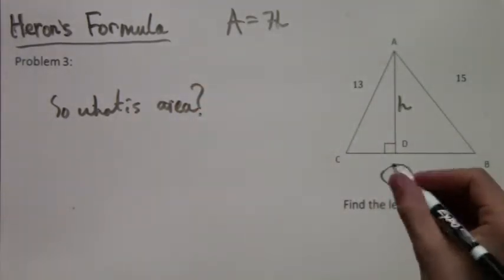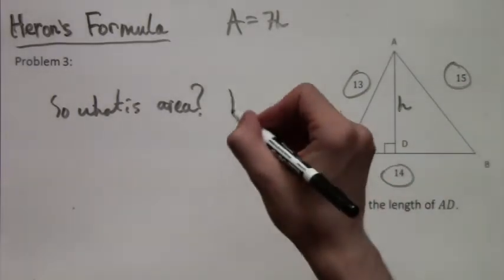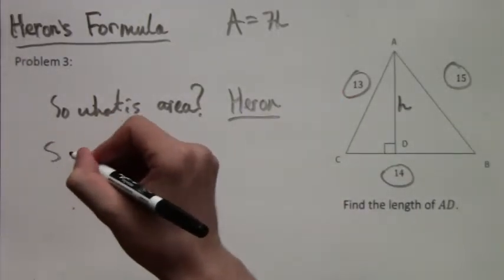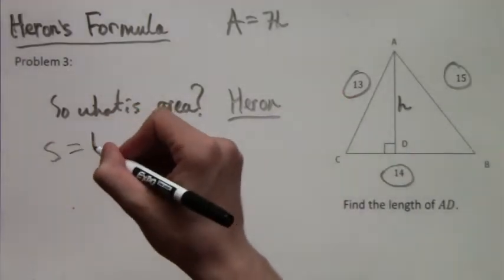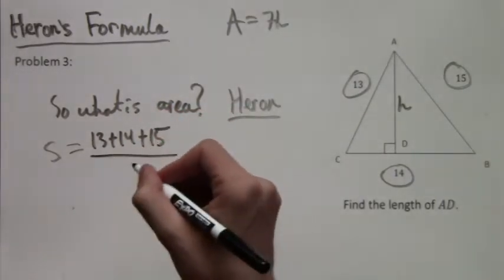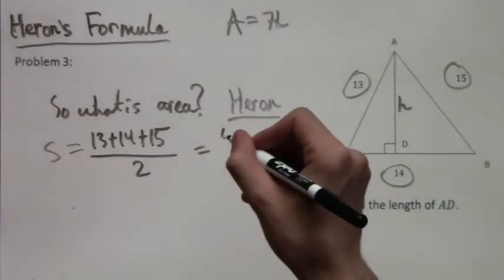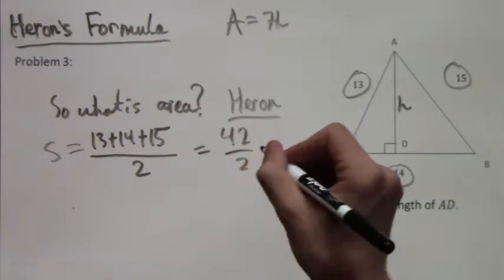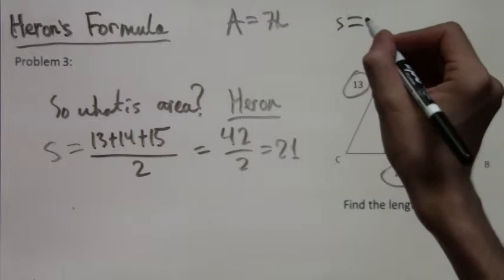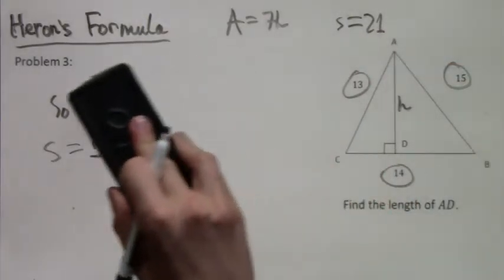So remember, to calculate the area with Heron's formula, first we have to calculate the semi-perimeter, or half the perimeter. You have these three side lengths, and so the semi-perimeter is equal to 13 plus 14 plus 15, all over 2. So it's the perimeter divided by 2. And that's going to be 42 over 2, which is 21. So we have a semi-perimeter of 21. I'm going to write it down in this corner here, and now we're going to apply it in Heron's formula.